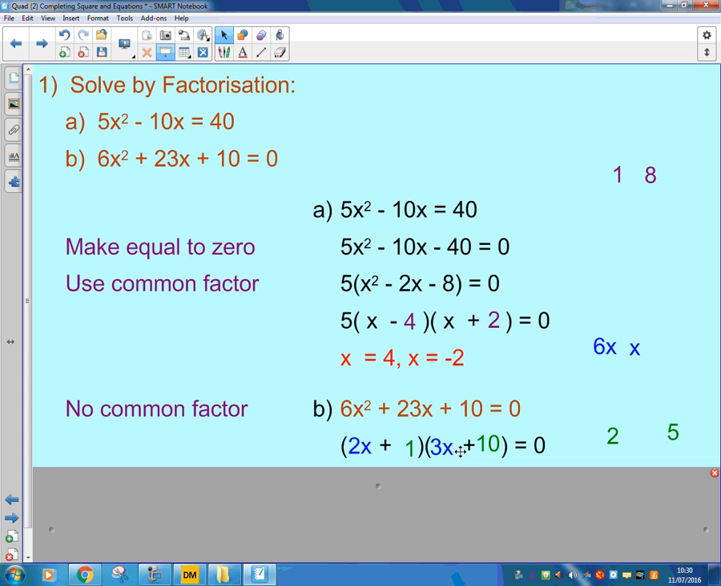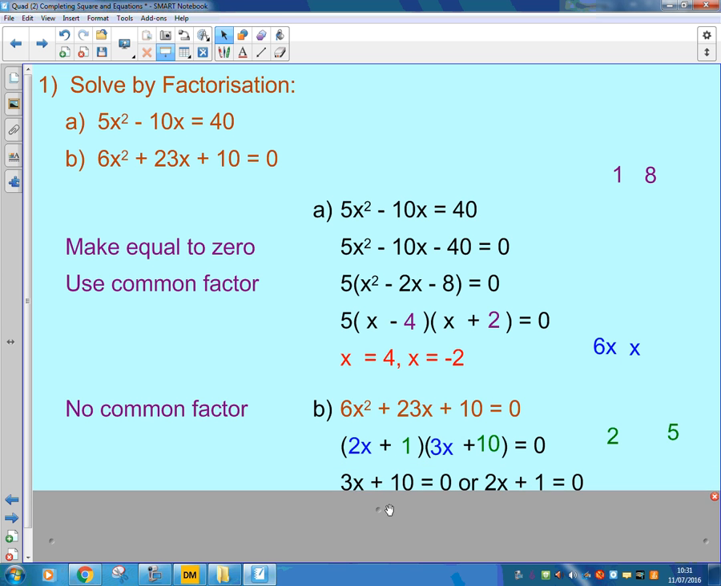20x, 3x. Good, we've got it working. And you see straight away, the other way around, 10 there would be 30x, 1 here would be 2x. That won't work. So here, we've got it working. It's 2x plus 1 times 3x plus 10. Check it through. 6x squared plus 20x plus 3x. That's 23x, and 1 times 10, 10.